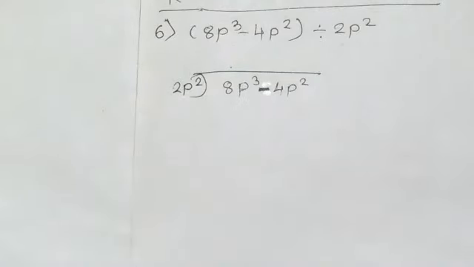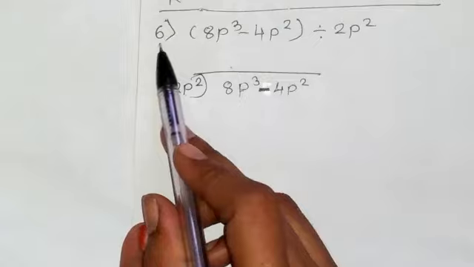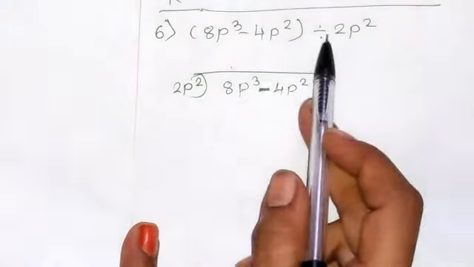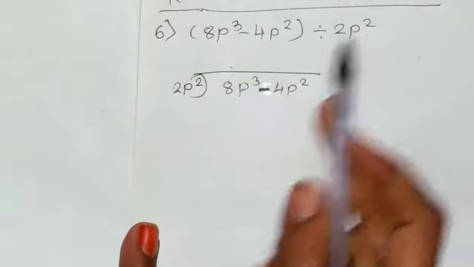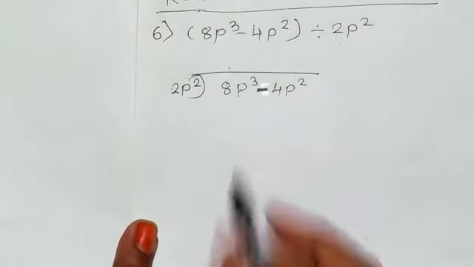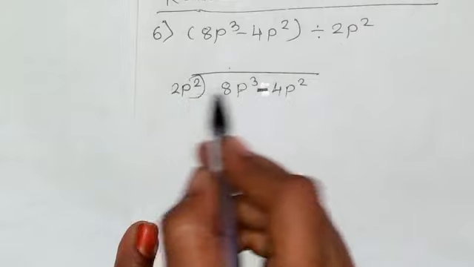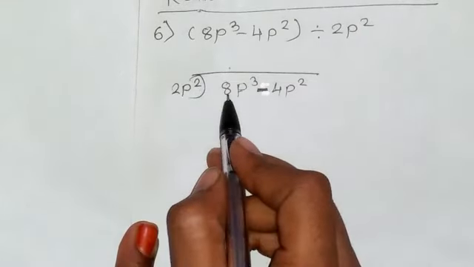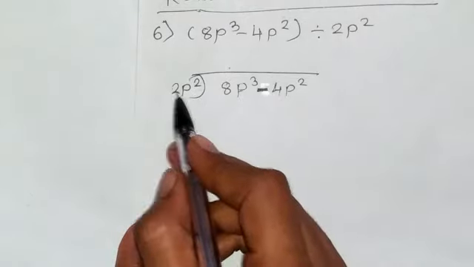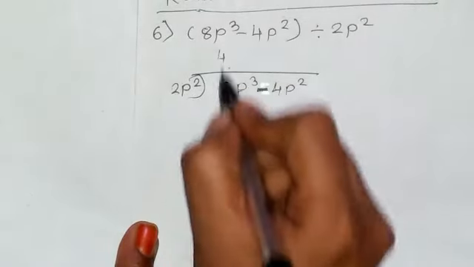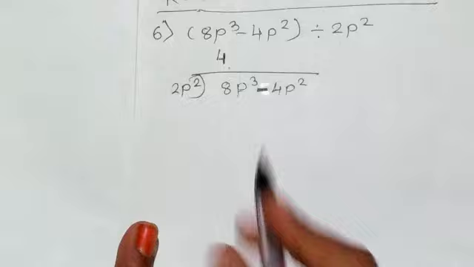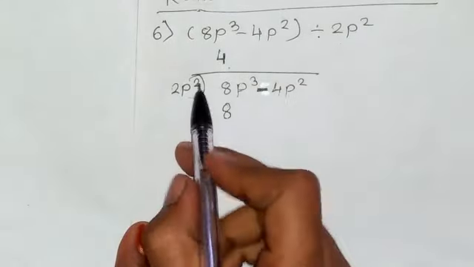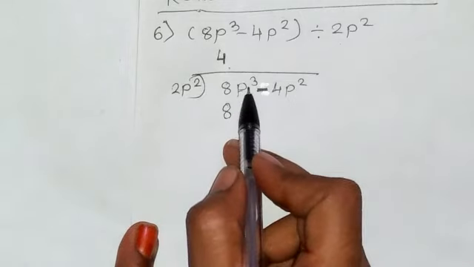Now let's take one more example. Question number 6: 8p raised to 3 minus 4p square divided by 2p square, which we have to arrange like this. Now students, look at the coefficients, numbers 2 and 8. 8 is going to be divided by 2. 2 fours are 8, so we will write the 4 in the place of the quotient. Now look at the variables.